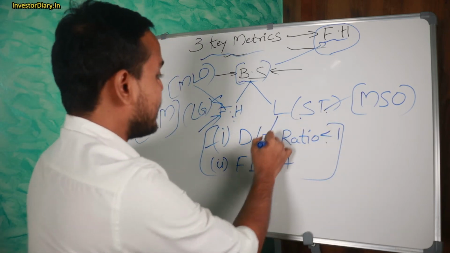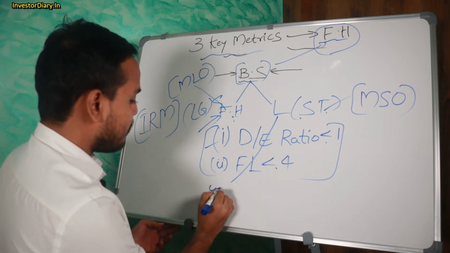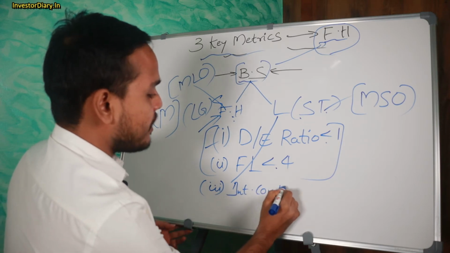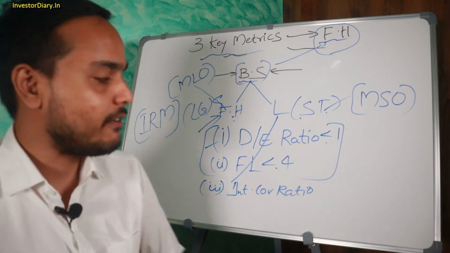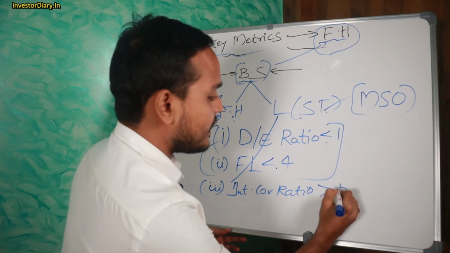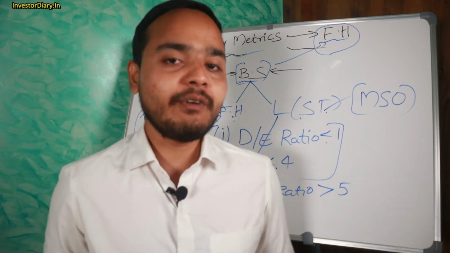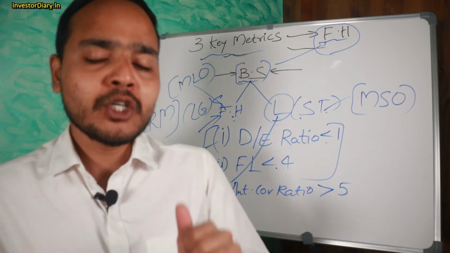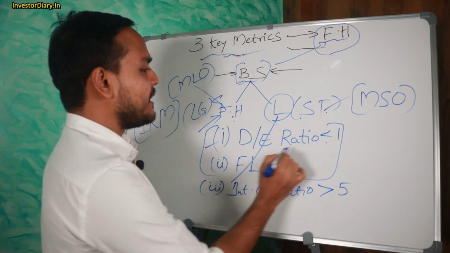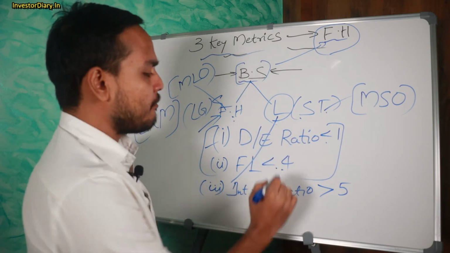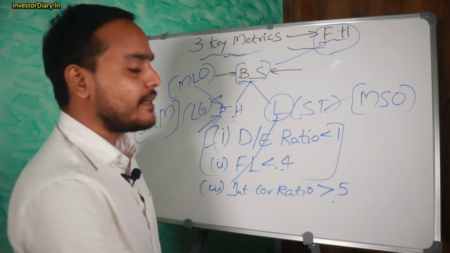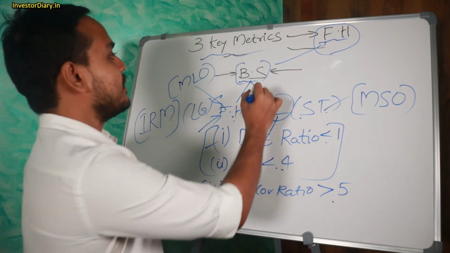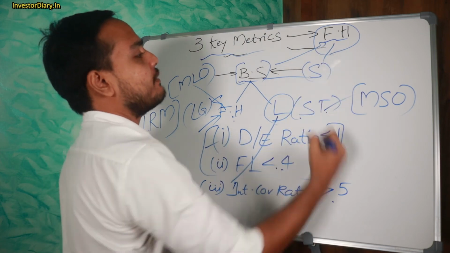But how to analyze the liquidity position of a company? For that, we can use the interest coverage ratio. There is a ratio called interest coverage ratio. This should be greater than 5. If the interest coverage ratio is greater than 5, then its liquidity position is strong. So, to put it simply, if a company's debt to equity ratio is less than 1, financial leverage is less than 4, and interest coverage ratio is greater than 5, then you can consider that the company has strong financial health.